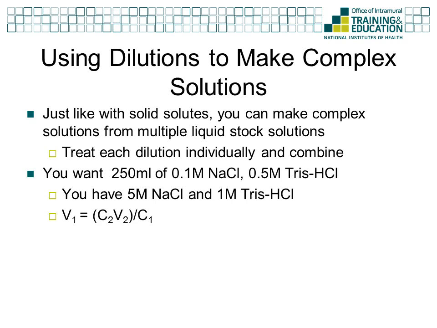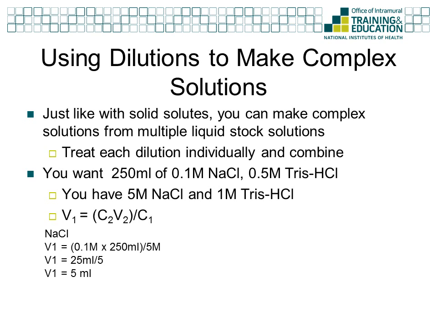What we want is a working solution of 250 milliliters that is 0.1 molar NaCl and 0.5 molar tris HCl. What we have is 5 molar NaCl solution and 1 molar tris HCl solution. We know that V1 is equal to C2 multiplied by V2 and divided by C1. So we start with NaCl and plug in our values and see that V1 is equal to 0.1 molar times 250 milliliters divided by 5 molar. The molars cancel out and we solve that we need 5 milliliters of our 5 molar stock NaCl solution.